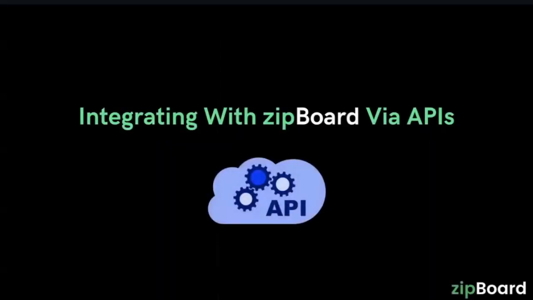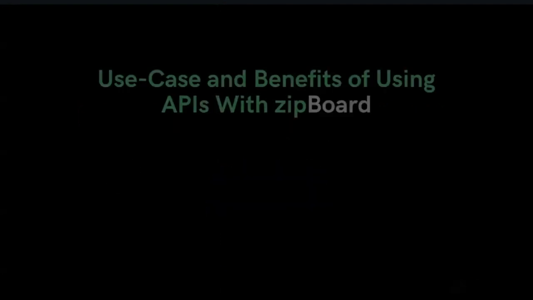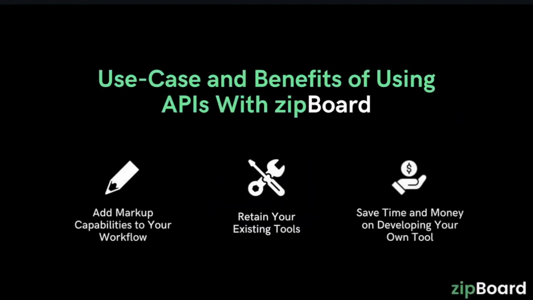So next, I'm going to discuss integrating with zipBoard via APIs. And these are a bit more of a customized integration. And so the use case for this and really the benefits of using APIs is we can add markup capabilities to your workflow, either through embedded or just through share links.